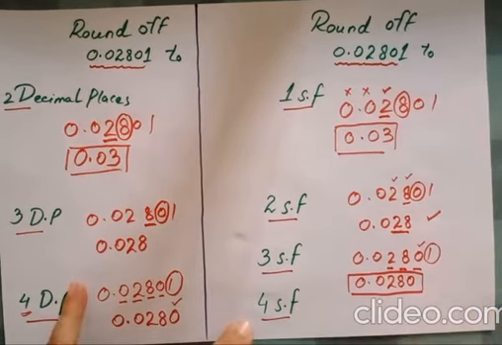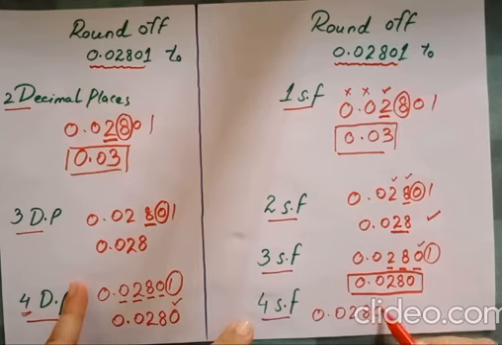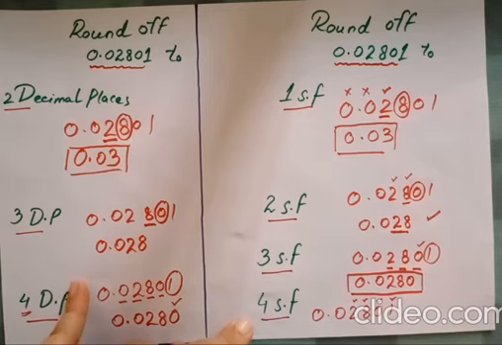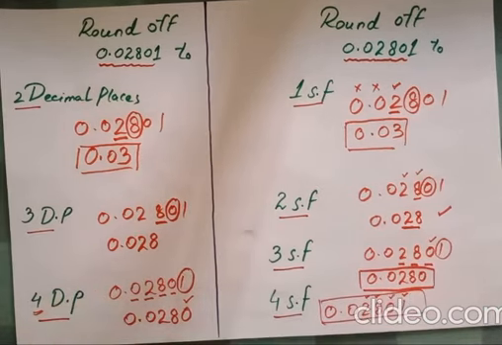Lastly, I am going to round it off to four significant figures, same number 0.02801. This is first significant, second significant, third significant and fourth significant. Already it has four significant figures, so it is your answer. No need to round it off. That's it.